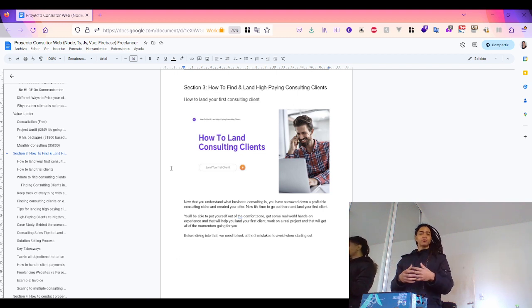Remember the end goal of this. Once you know how to find and land clients, you send the service agreement, you get the service agreement signed, you secure the payments, and you start to gain traction. Remember that the ultimate goal of this is to scale your business.